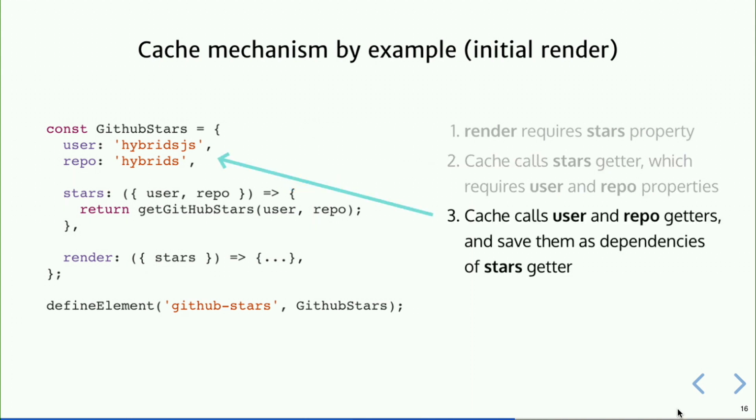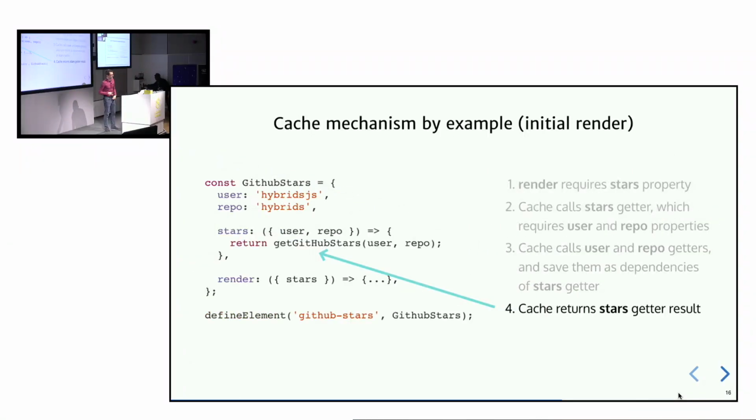That cache, again, inside of this function, calls the user and repo getters. Because JavaScript is single-threaded with synchronous code execution in the event loop, we can know that the stars depends on the user and repo. So we save them as the dependencies of the stars getter. And of course, when there is a first call to the cache, the cache returns the stars getter result, which is obvious, and which can be, for example, a promise.